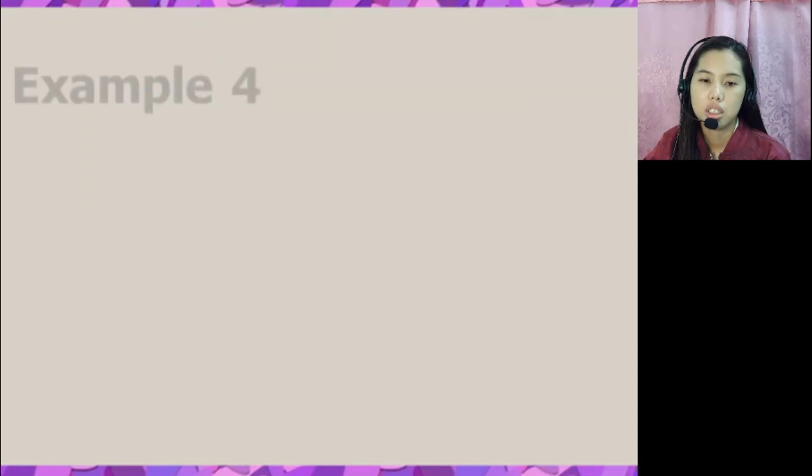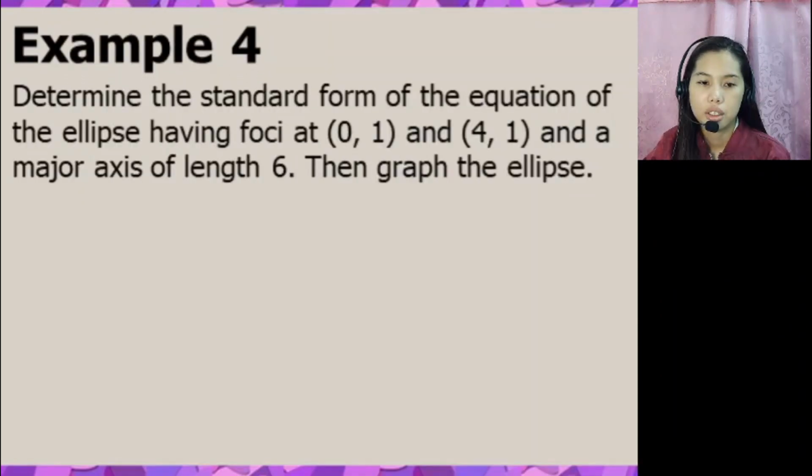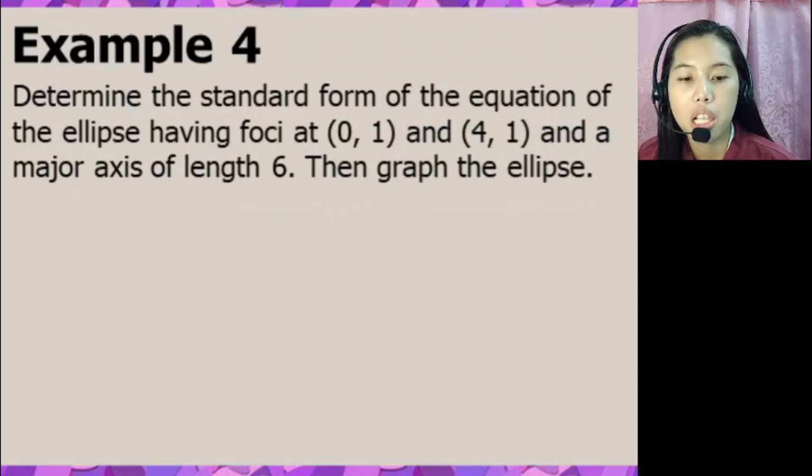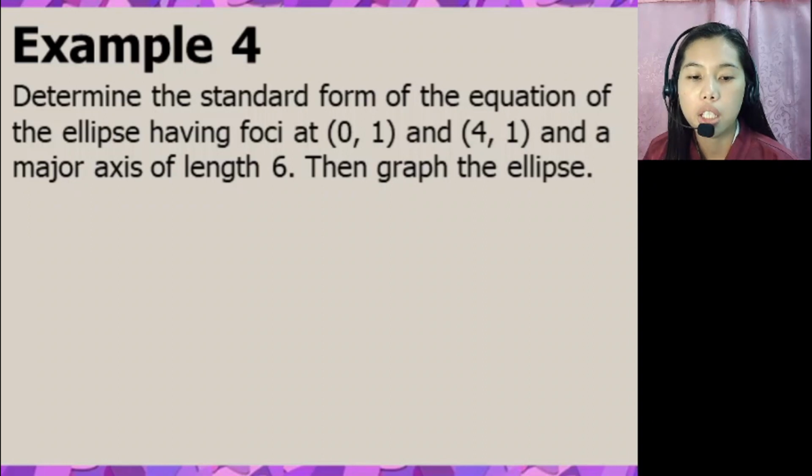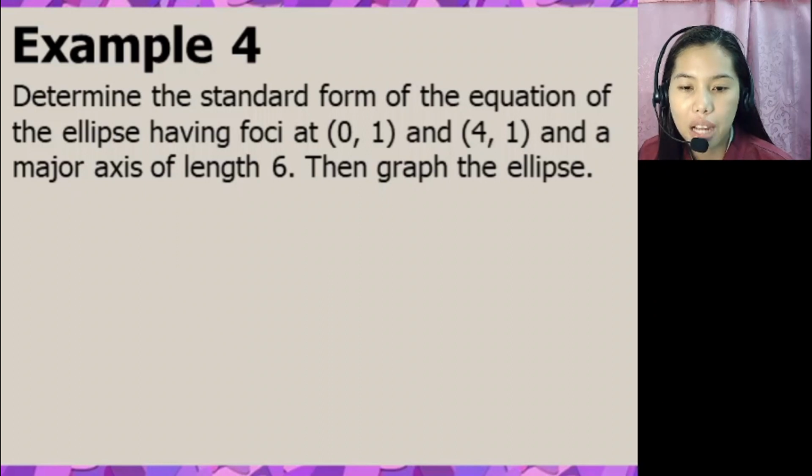So next, example number 4. In example number 4, determine the standard form of the equation of the ellipse having foci at (0, 1) and (4, 1) and a major axis of length 6, and then graph the ellipse.